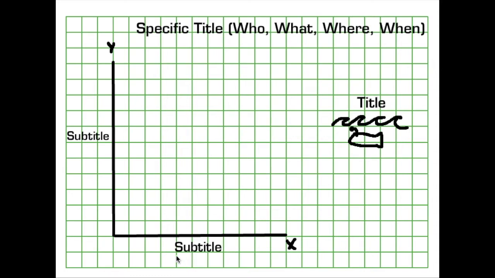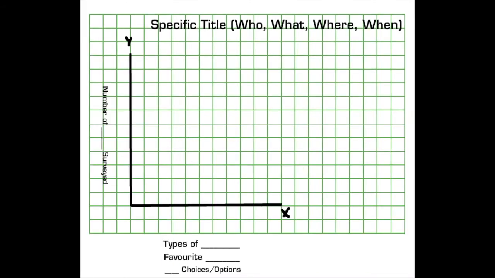Subtitles help to represent what each bar, in this case, means. The x-axis subtitle traditionally expresses what was surveyed. The following subtitle sentence starters are quite useful. The y-axis subtitle typically expresses the number of blank surveyed, what was observed during the investigation.